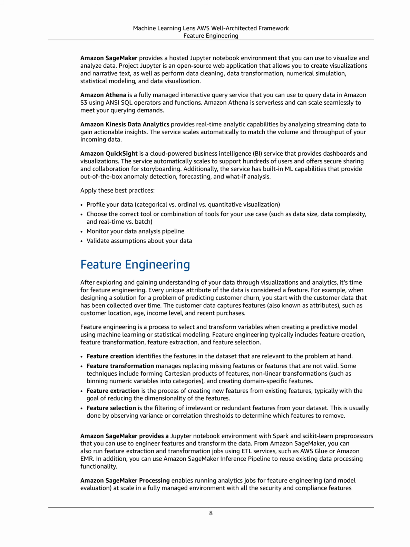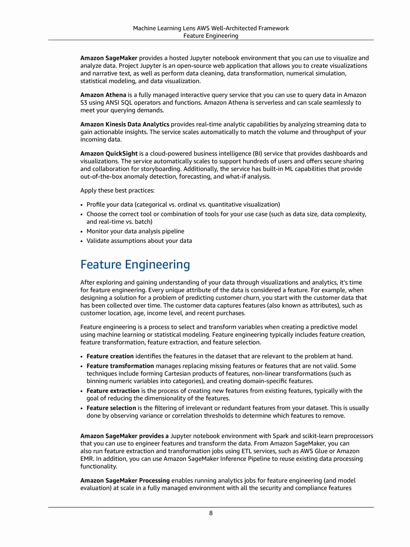Feature engineering is a process to select and transform variables when creating a predictive model using machine learning or statistical modeling. Feature engineering typically includes feature creation, feature transformation, feature extraction, and feature selection. Feature creation identifies the features in the dataset that are relevant to the problem at hand. Feature transformation manages replacing missing features or features that are not valid.